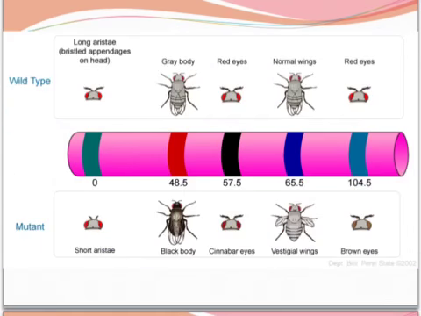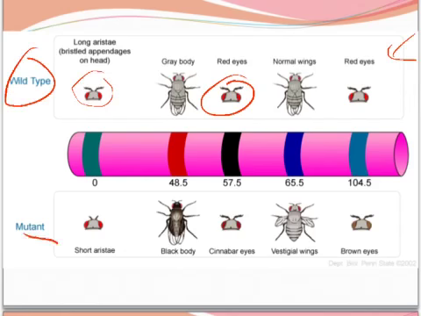Here are some different types of examples that we see. If you look at the head, the antenna right here, bristled versus short, gray versus black, red-eyed versus cinnabar, which is just a little bit darker color, normal wings versus vestigial wings, brown-eyed, red-eyed, and they all have different locations on a particular chromosome. Okay. When we talk about this word right here, we'll come back to the wild type versus mutant type.